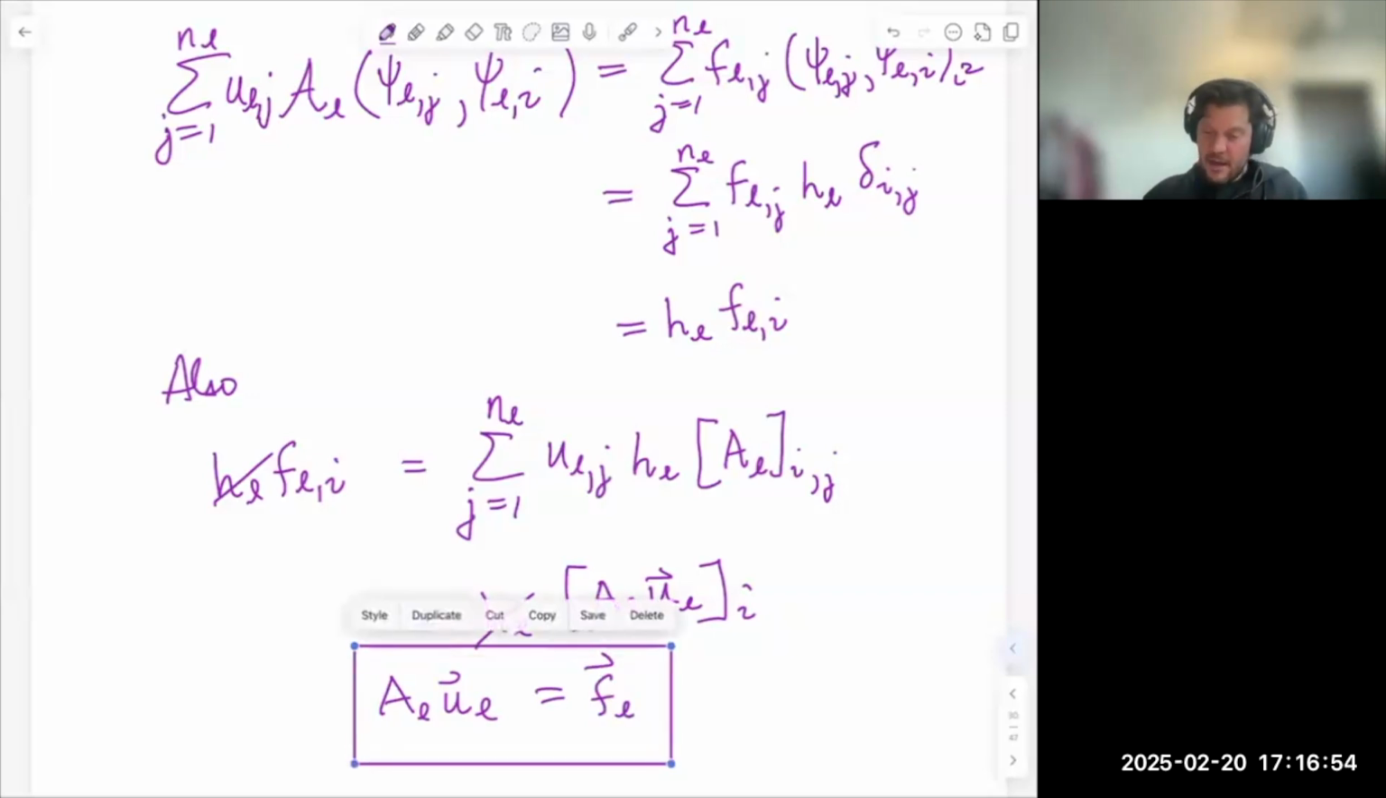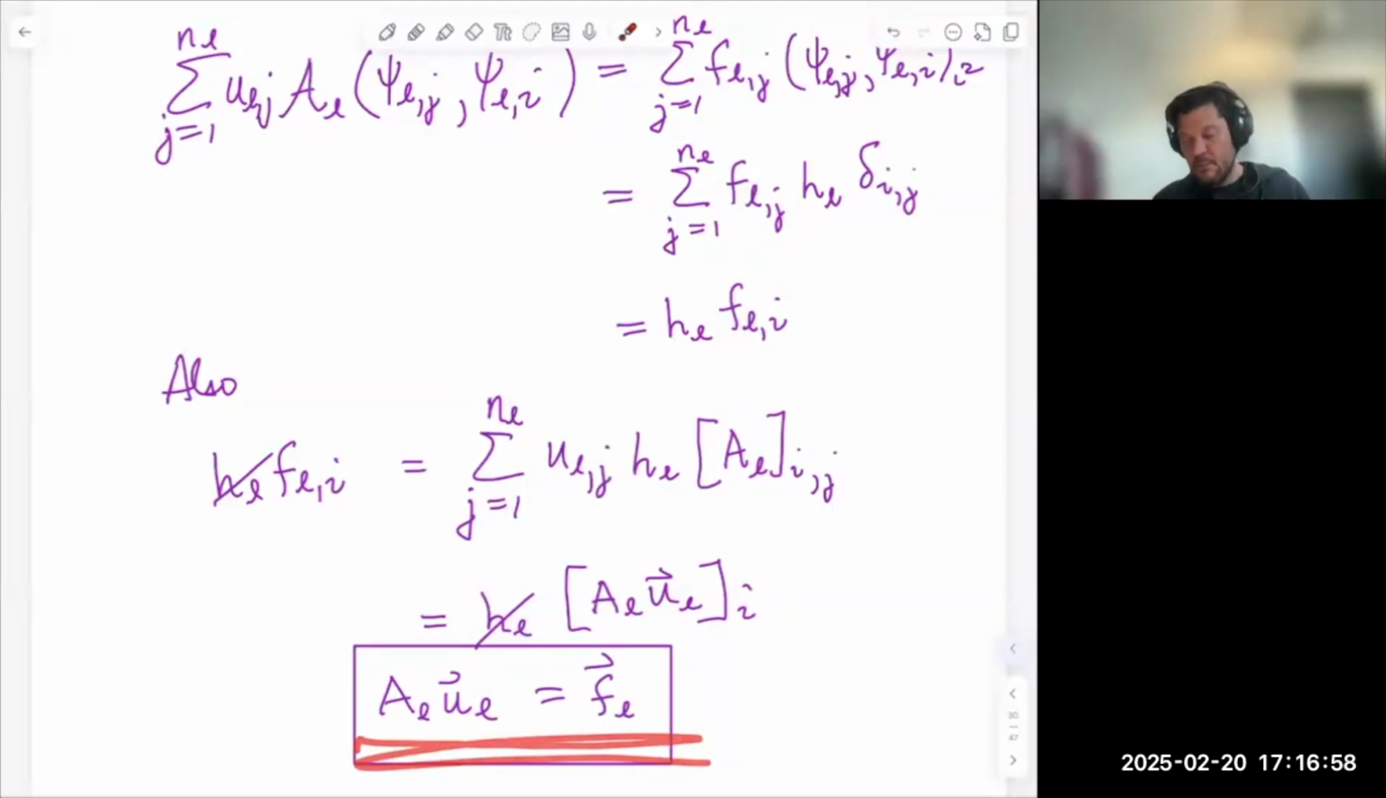All right, so that is exactly the same matrix problem that we got when we considered the cell-centered finite difference case. Now, there is one caveat, and that is in the cell-centered finite difference case, the way we calculated the entries of FL was slightly different.